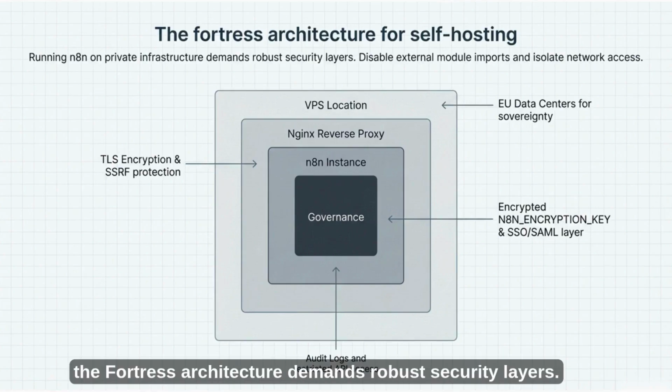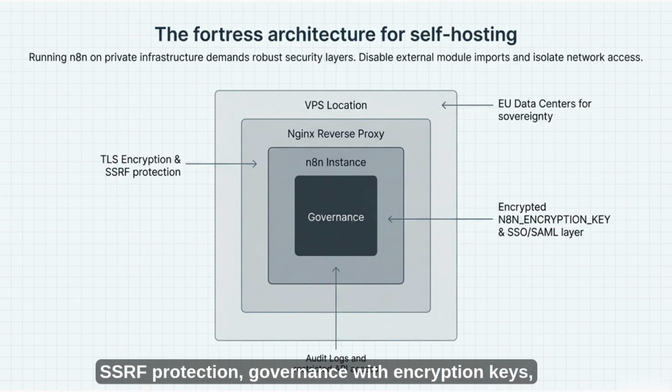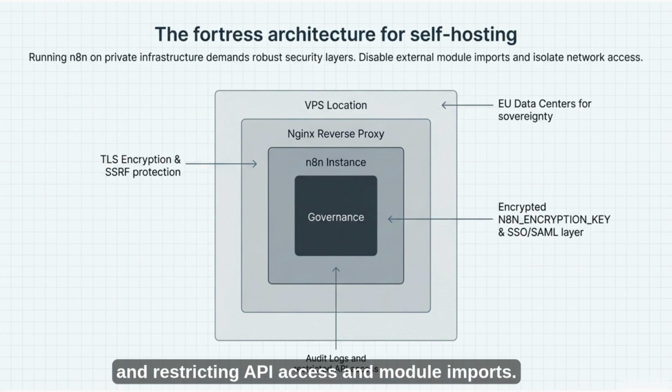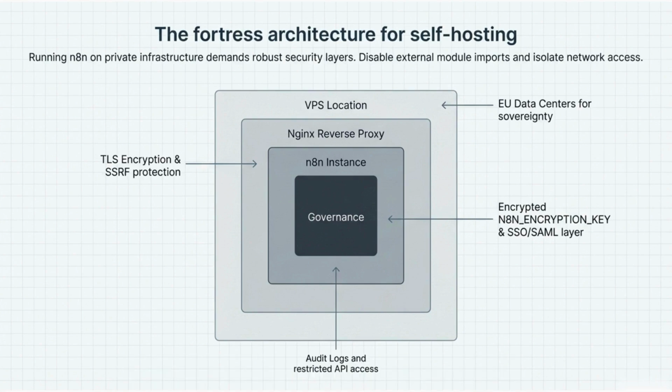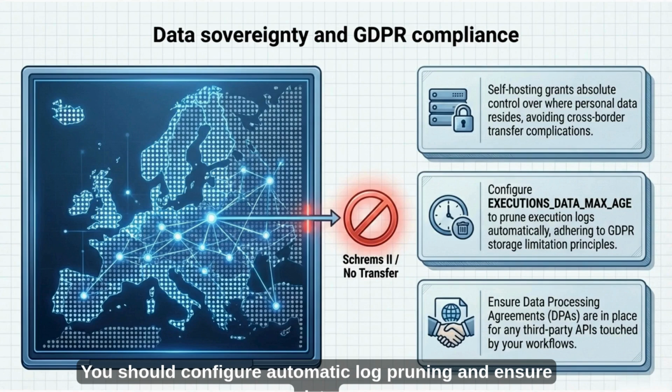For self-hosting, the Fortress architecture demands robust security layers. This includes TLS encryption, SSRF protection, governance with encryption keys, SSO, SAML, and restricting API access and module imports. Self-hosting also ensures data sovereignty and GDPR compliance by granting control over personal data location. You should configure automatic log pruning and ensure data processing agreements are in place for any third-party APIs.